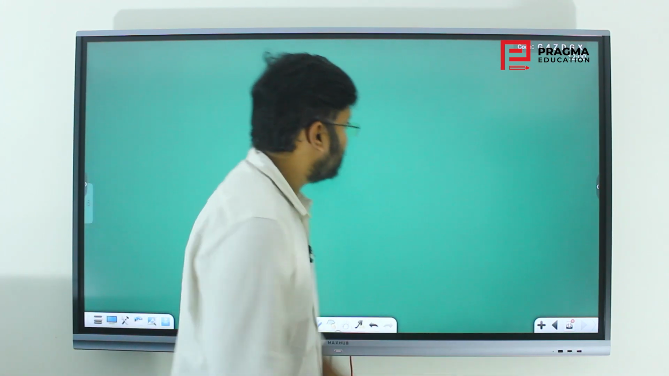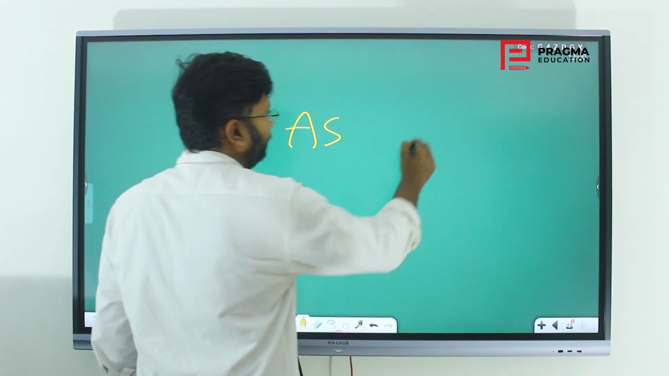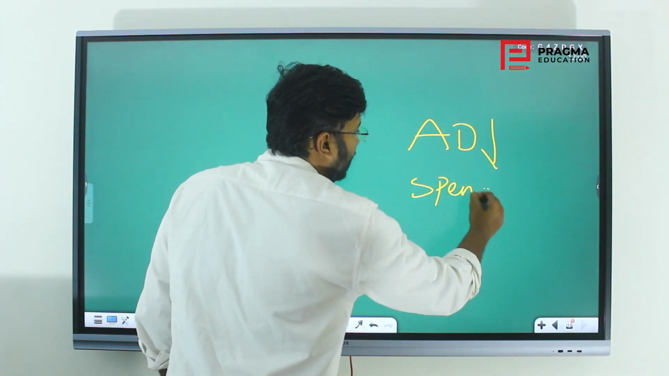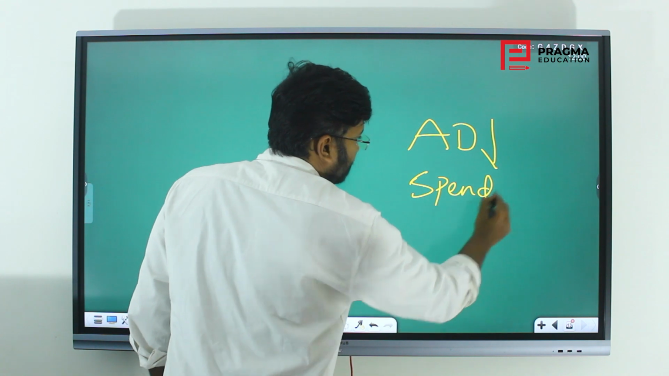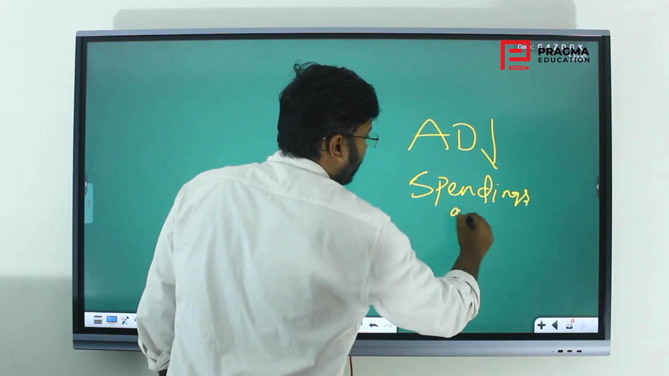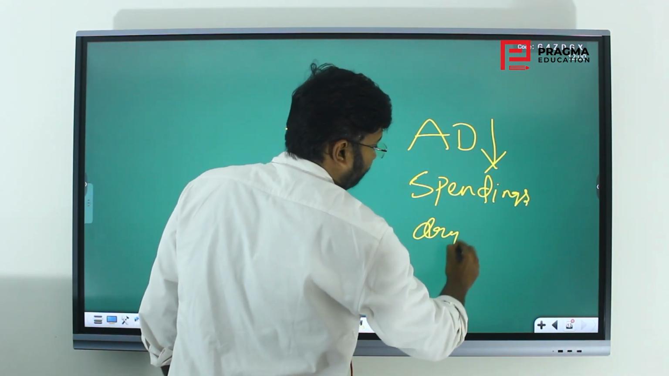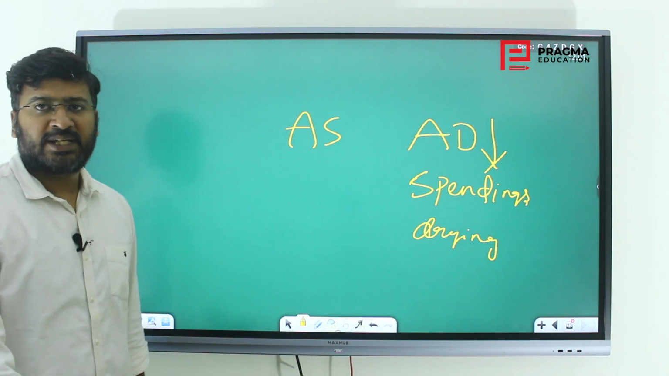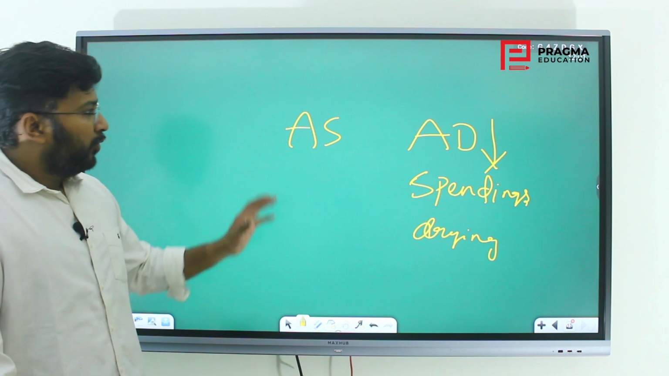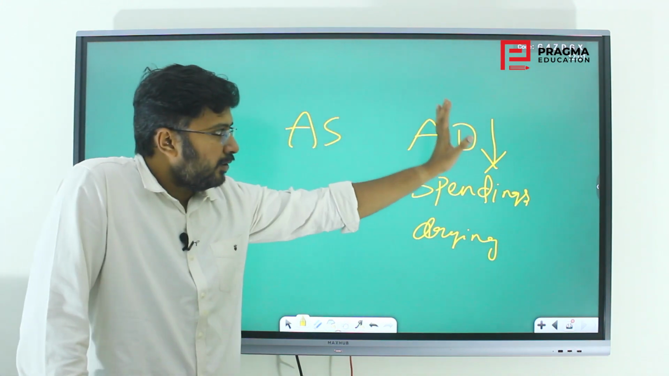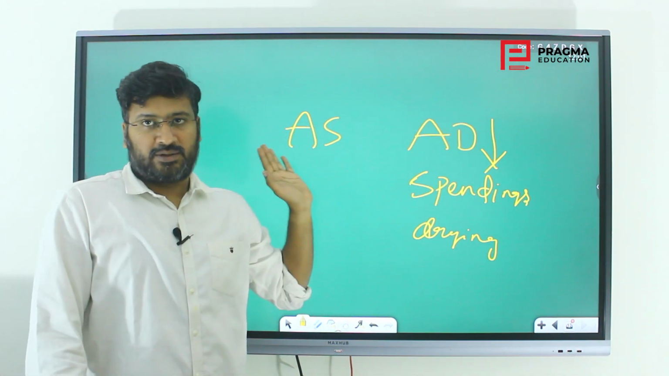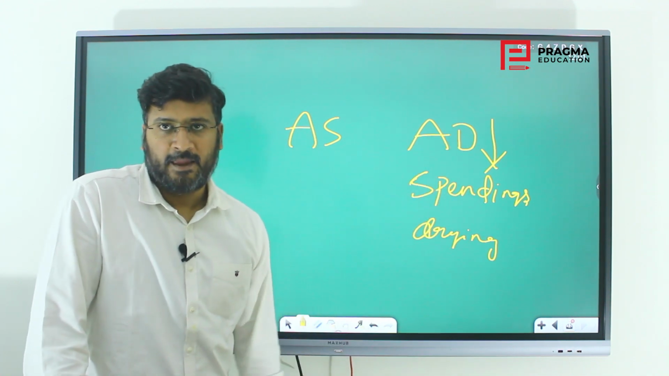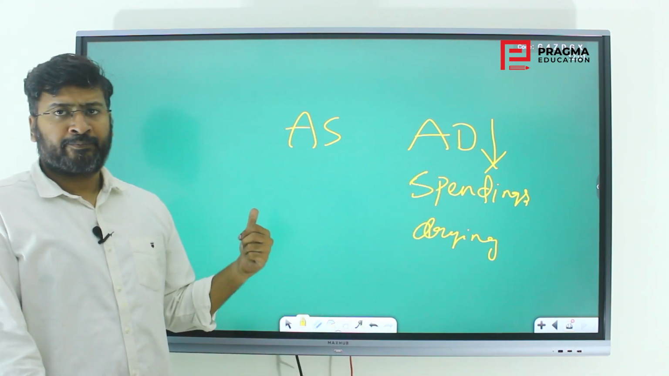So here what happens? The aggregate demand is falling down. People are not ready to spend. Spendings are drying. So what happens when the spendings are drying? Too many goods are being chased by too few money. Is it true or not?